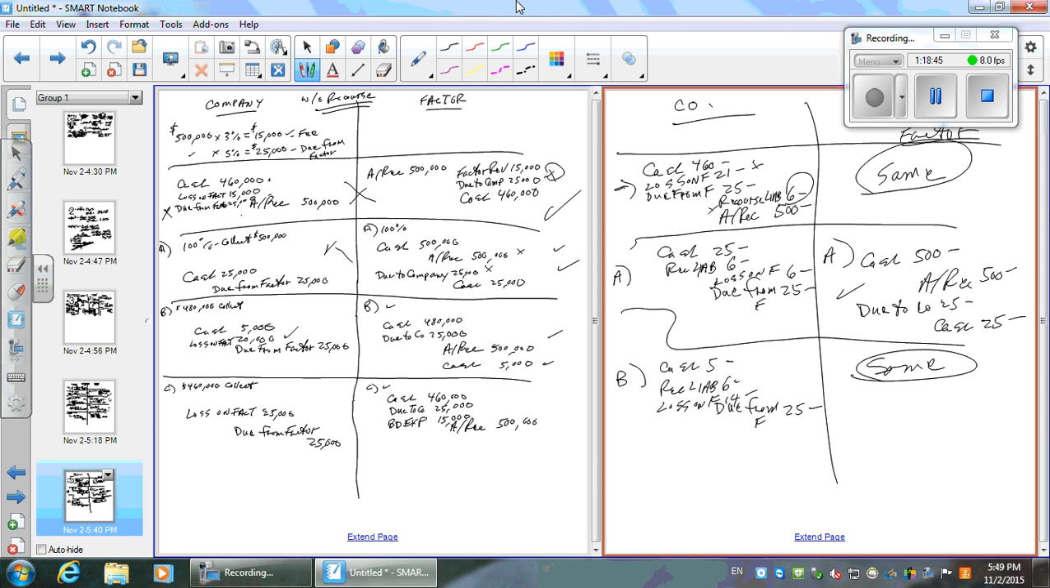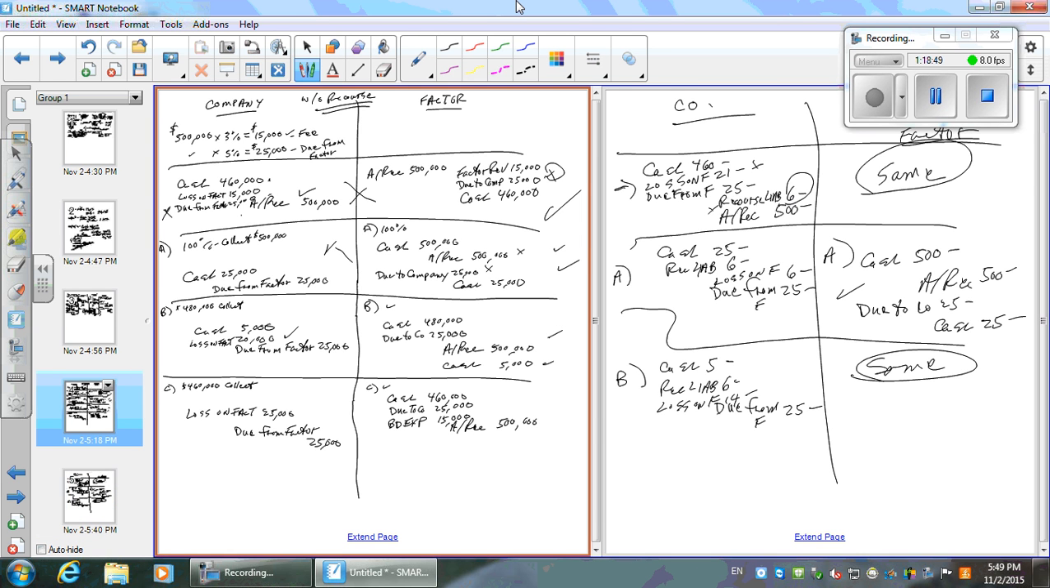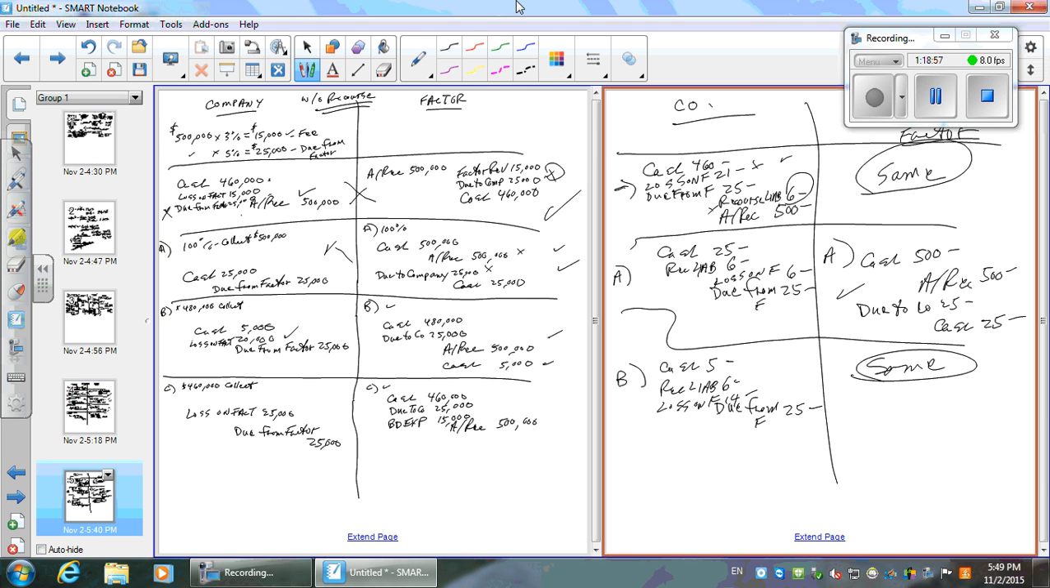My total loss is the same. Over here I had what kind of a loss when I factored? 15, right? And then I added how many in part B? 20, so it's 35. What do I have over here? 21 at the time I factored, plus another 14, it's still 35, isn't it?